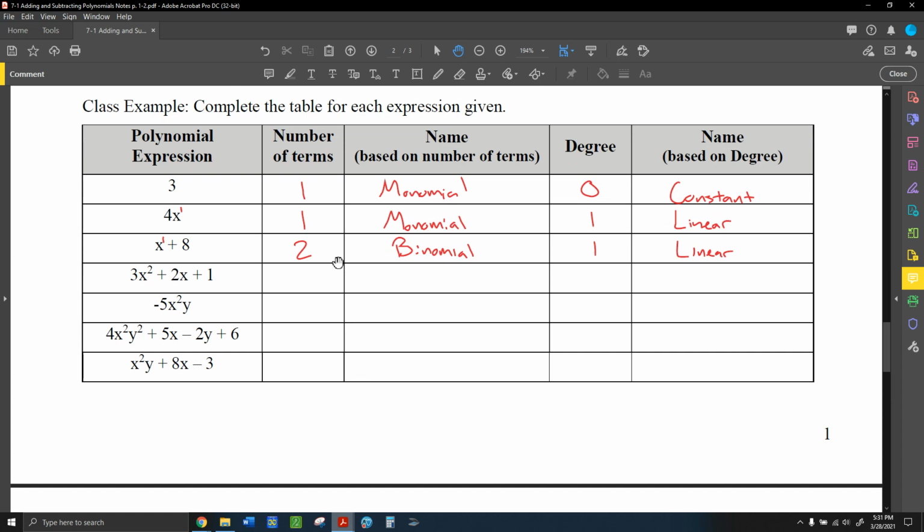Next up, 3x squared plus 2x plus 1. We've got three terms here, 1, 2, 3. So if you're following the pattern, this is a trinomial. The degree, or the highest exponent, is 2 in this case. So this is a quadratic.